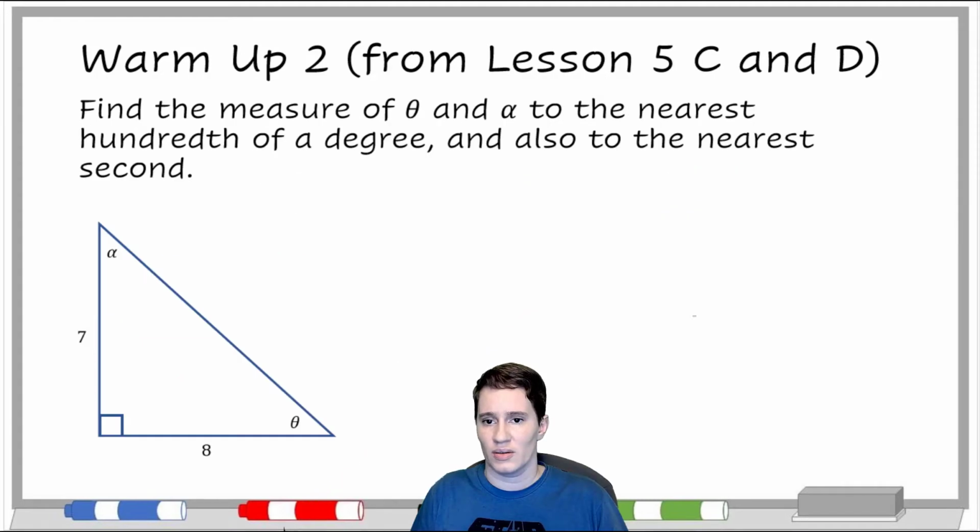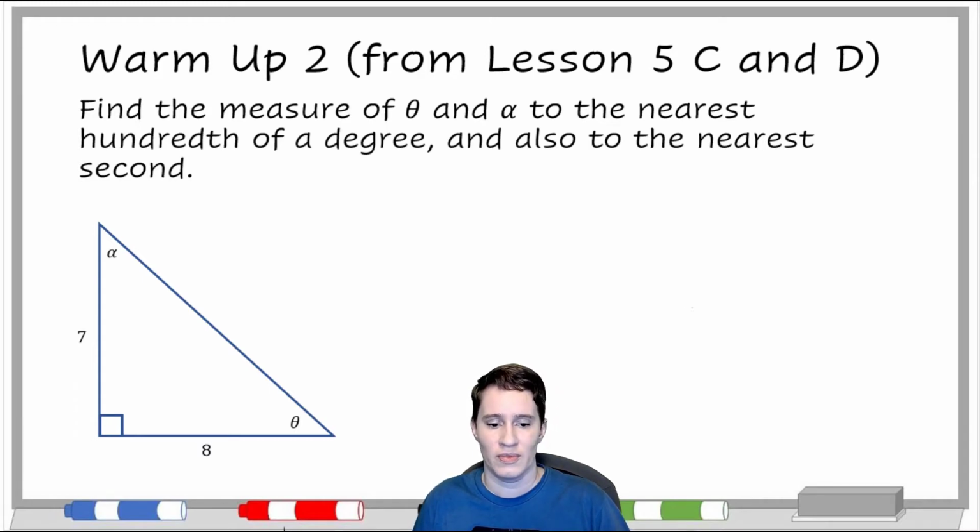Now this is another warm-up, so again from lesson 5C and D. It's a little bit different, but still is using the skills from that lesson a little bit. So it says find the measure of theta and alpha to the nearest hundredth of a degree and also to the nearest second. If you remember in lesson 5, we talked about degrees, minutes, seconds. So it's saying go ahead and find it to the nearest hundredth of a degree, but also convert it to DMS. And we'll just use our calculator to do that. It'll be a really fun time.